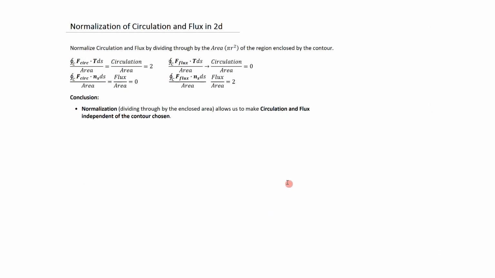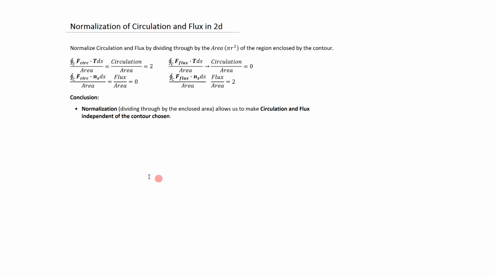All right, so we look at those results and we say, well, maybe it might be useful to try and normalize these expressions for circulation and flux. We noticed that basically on the right hand side there was a pi r squared showing up. That pi r squared is nothing more than the area enclosed by the contour. So let's try to make the circulation and flux integrals independent of the area.